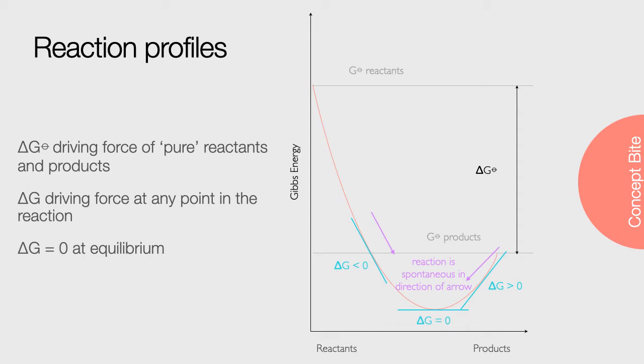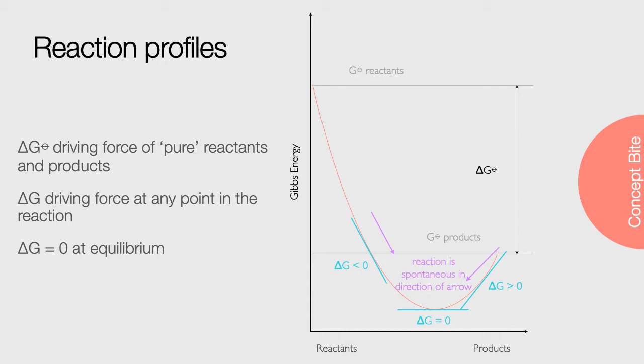Delta G standard state is the driving force of the reaction. It is defined as the difference in Gibbs free energy between the pure products and pure reactants at constant temperature and pressure. Delta G is the Gibbs free energy at any point between pure reactants and products. When we are at equilibrium, the driving force of a reaction is zero.